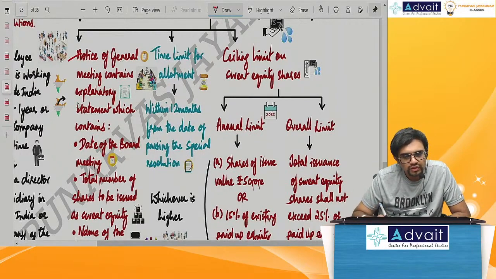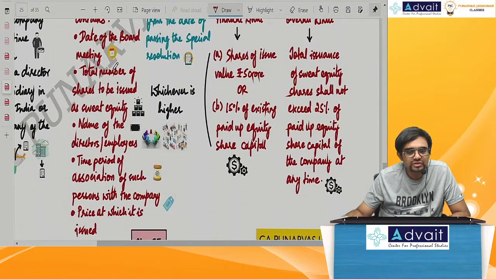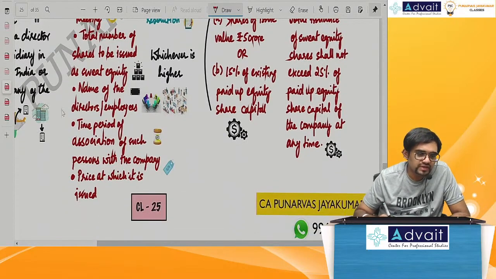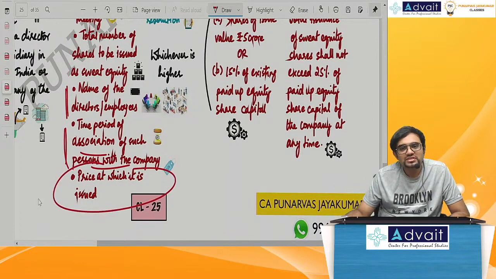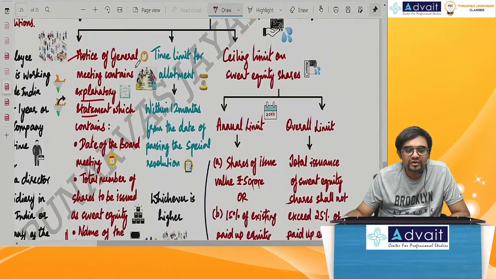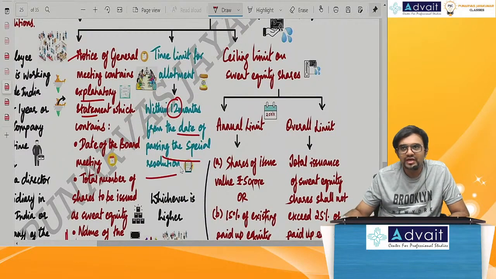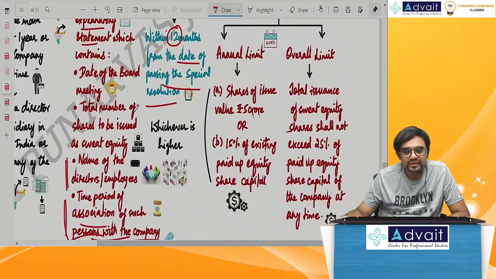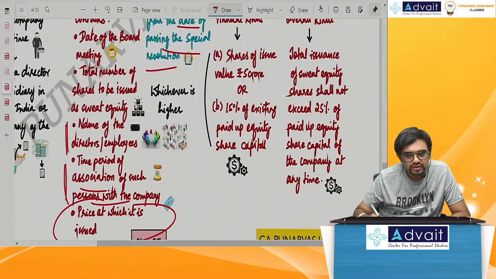Hence, notice of general meeting contains explanatory statement which contains the date of the board meeting, total number of shares to be issued as sweat equity shares, name of the directors or employees, time period of association of such persons with the company, price at which the thing is issued. Everything should be kept in mind. What is the time of allotment? Within 12 months from the date of passing special resolution, I need to allot the sweat equity shares.